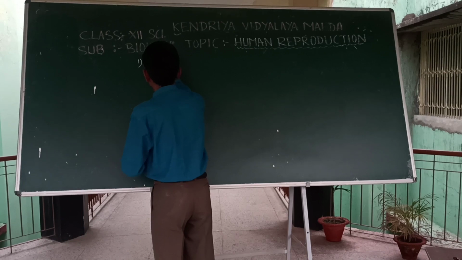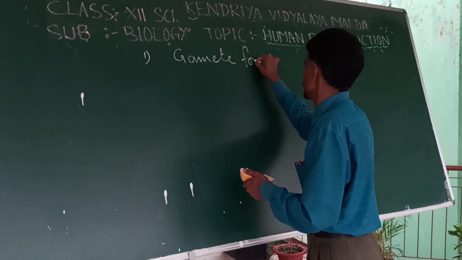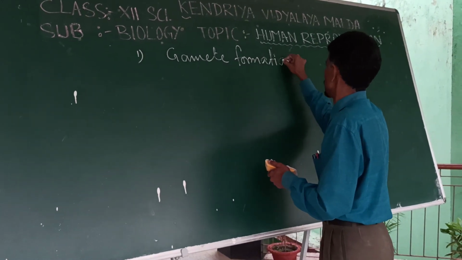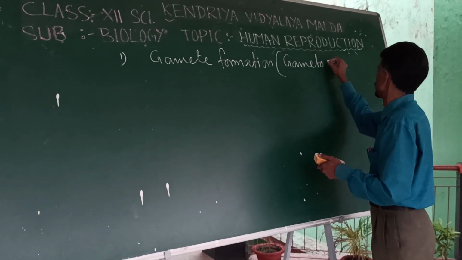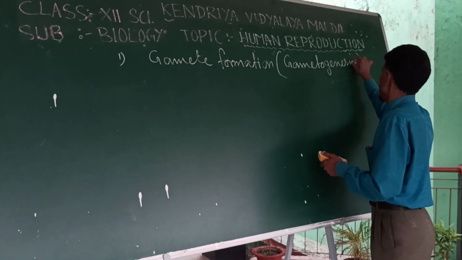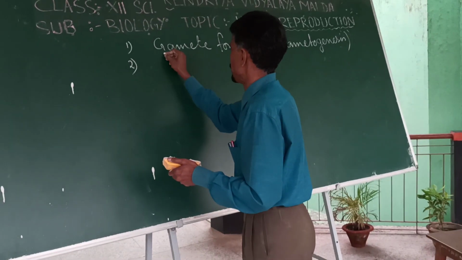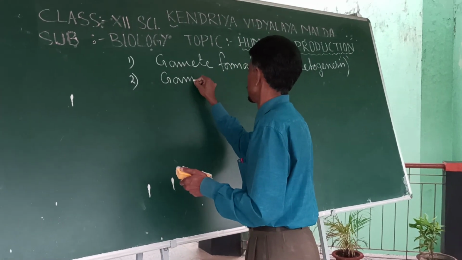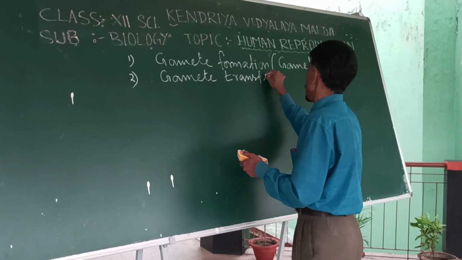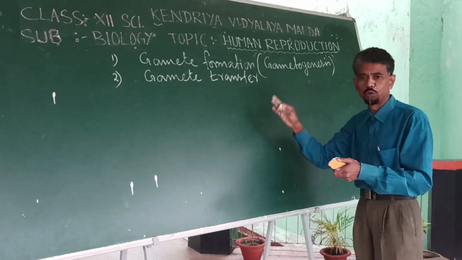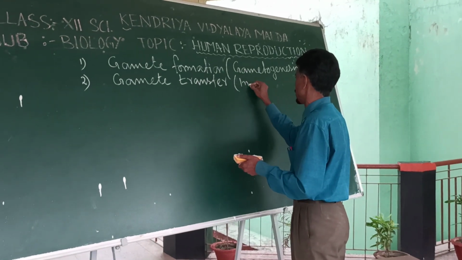First, gamete formation. Otherwise we call it gametogenesis. Second, gamete transfer. Of course, it is the transfer of male gamete to the female gamete. Otherwise, we can say insemination.